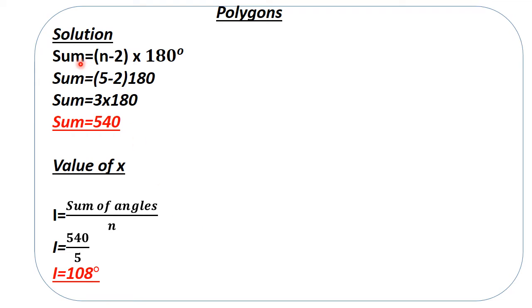So this is the solution. Don't go ahead, just follow me. So first you write the formula for the sum: n minus 2 times 180, and n, of course, that has the shape have been given as 5 sides. So here where there's n, you put 5. So when you put 5, it's going to be like this. So 5 minus 2 to give you 3. 3 times 180 is 540. So the sum of the angles in that pentagon is 540 degrees.